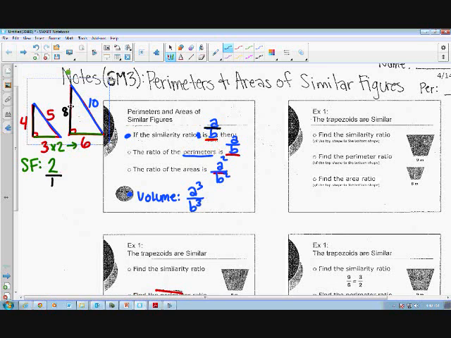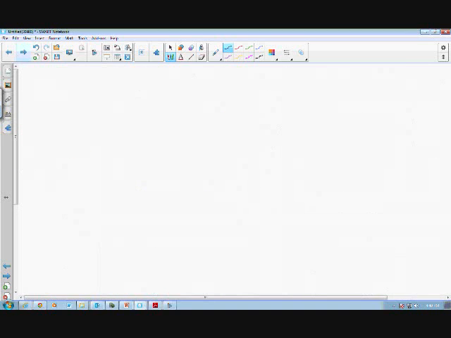No, it's being picky. So I will just redraw them. Let's do that. I have an extra slide here. I'm just going to redraw them so we can just discuss what's really happening here.